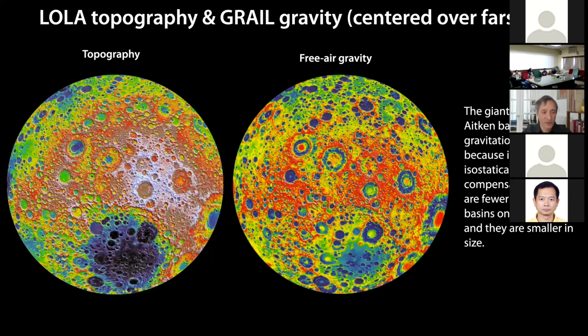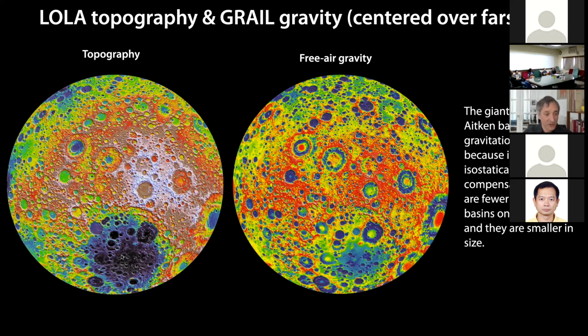Okay, so let's move to the far side. The far side looks much different than the near side of the moon. And just starting with the topography here, the first thing you see on the far side is there's a huge hole, which is an impact basin called the South Pole-Aitken Impact Basin.